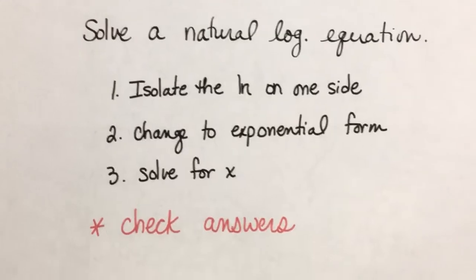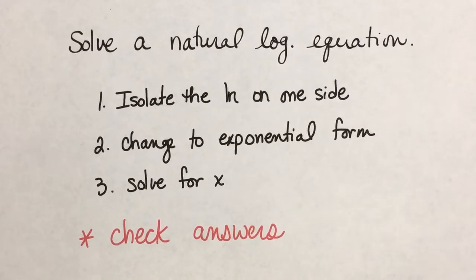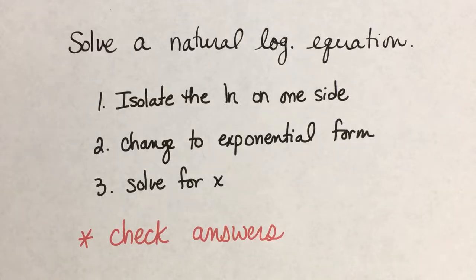Okay, here's a list of steps for solving your natural log equation that you need to write down. First of all, it says to isolate the natural log on one side. So on one side of your equation, you're going to have your natural log term, and then it is going to just end up being equal to a number. Similar to what we saw in the previous section with the other log equations. Step 2 is going to be the same as it was before. You're going to change it to exponential form, and once you change it to exponential form, then you'll just follow the normal steps for solving for x. And last, don't forget to check your answer.